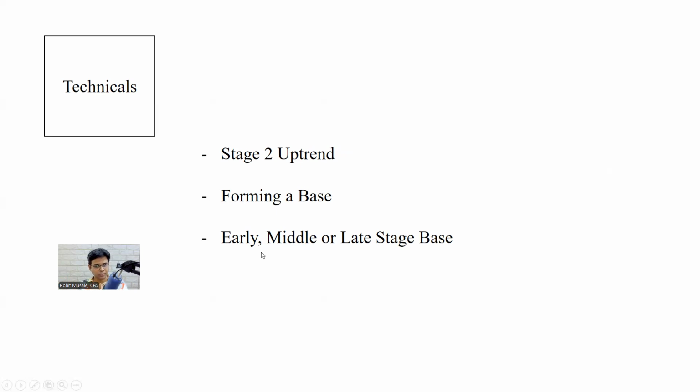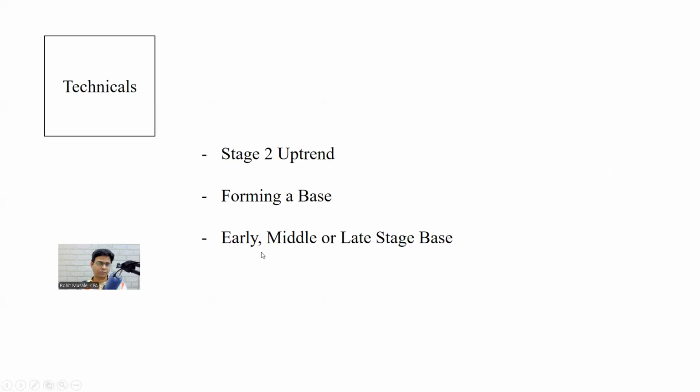So that's the definition of a stage two uptrend. Number one, is the stock in a stage two uptrend? Number two, is it forming a base in that uptrend? And number three, if it is forming a base, what kind of a base is it? Is it early stage like base one or base two? Is it middle stage like base number three, or is it late stage, base four, base five? As I have discussed earlier, by the time a stock goes from early stage to late stage, it has already given a triple digit return over a period of 12 to 18 months. Okay. So these are the three key considerations when it comes to technicals.